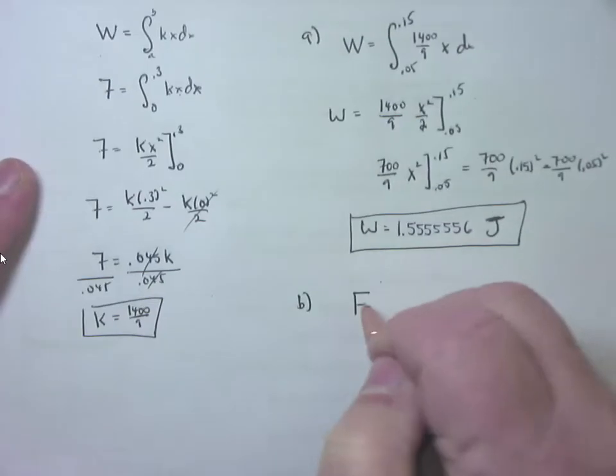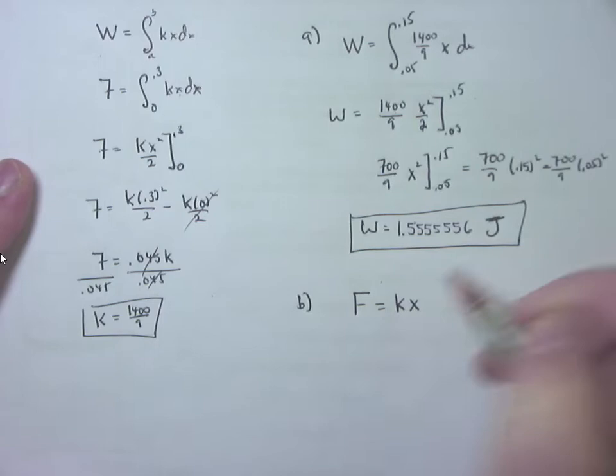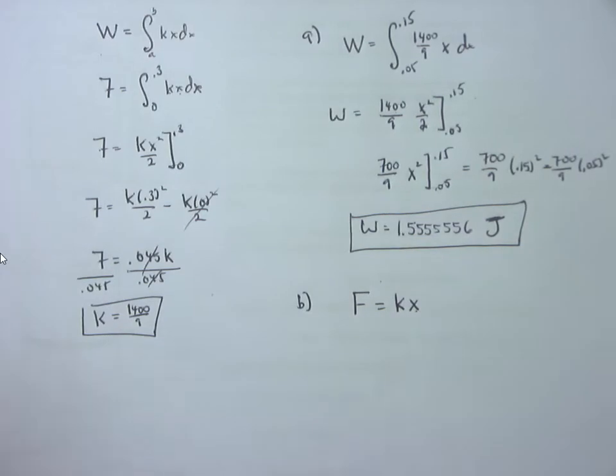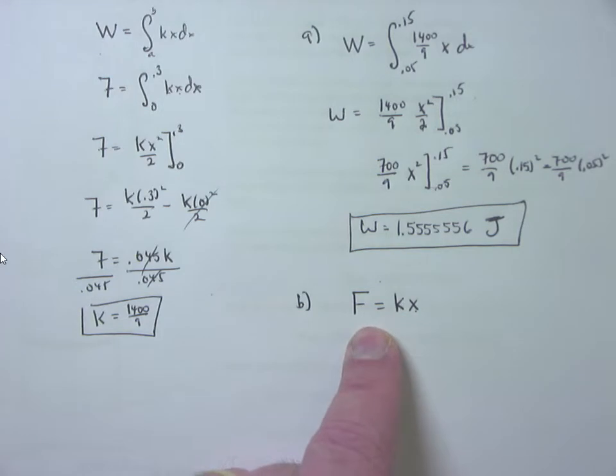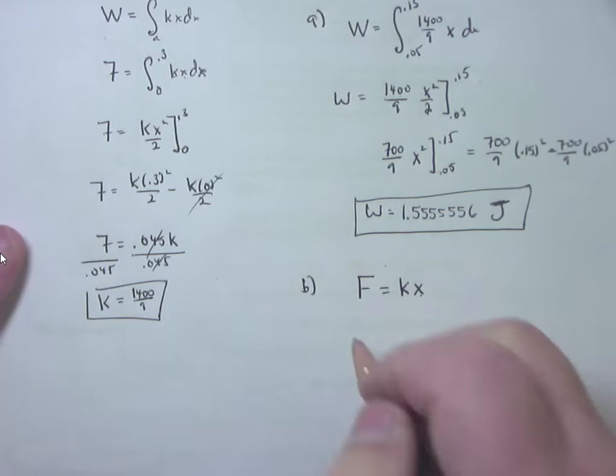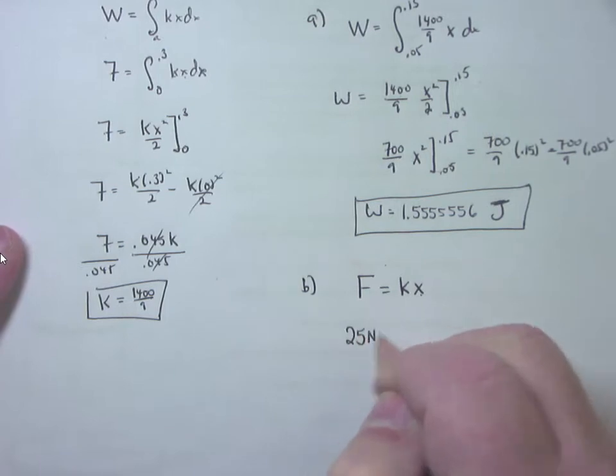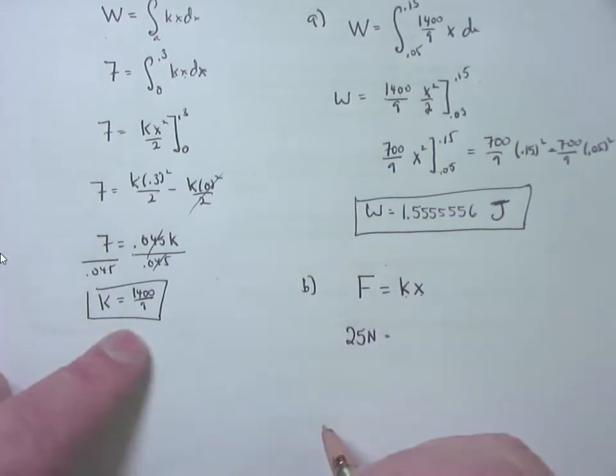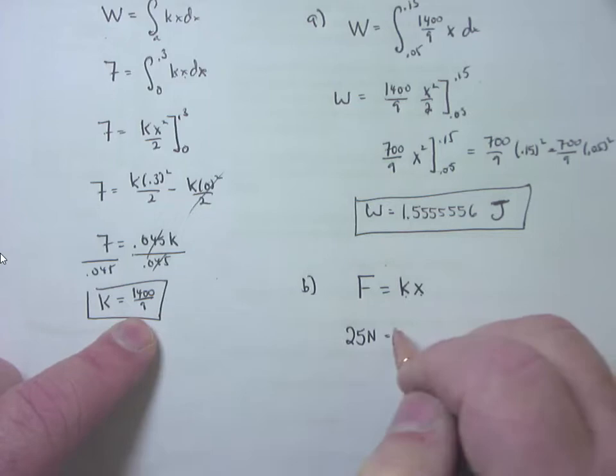In the famous formula, force is equal to kx. X represents the distance beyond the natural length you stretch the spring. K represents the spring constant. F represents force. They gave me force. They gave me 25 newtons is equal to K. K, by the way, if you wanted to do it, was 1400 over 9, same spring.